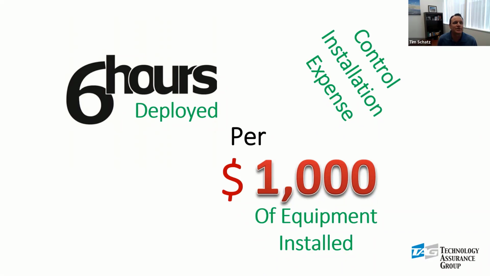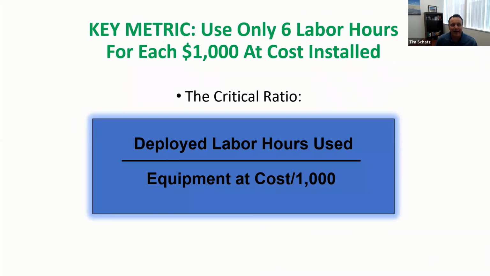And this is over years and years and years. It's never really deviated. 6 hours per $1,000 of equipment. And I'll show you an example of how that works. The labor hours used divided by the equipment it cost divided by 1,000. Essentially, how many hours do we take to install each $1,000 of equipment?